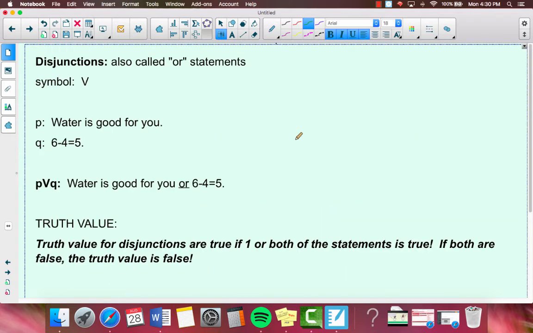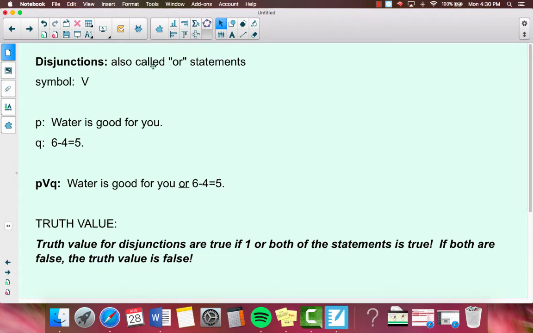All right, and then the other one we have is a disjunction. It's just the opposite. Disjunctions are called "or" statements, so we're looking for the word "or" in our sentence, and it has the opposite symbol, which looks kind of like a V. I have two sentences here for you; make sure you write these down. The first one is P, which says water is good for you, and Q says 6 minus 4 equals 5. So two sentences, and we're going to write a disjunction.